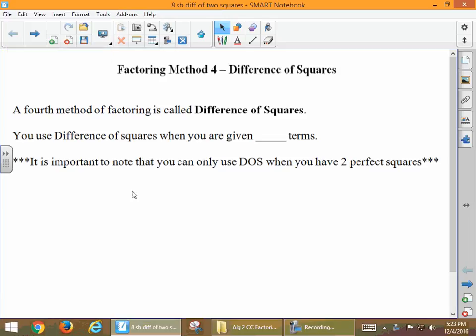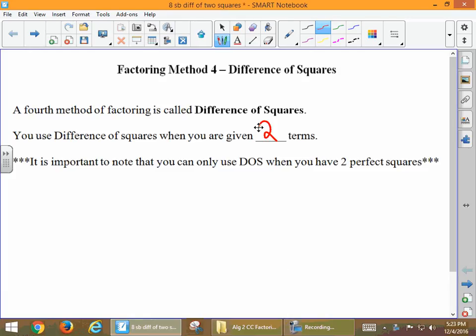We're going to talk about factoring the difference between two squares. And we use the difference of squares when we're given only two terms. It's important to note that you can only use DOS, difference of squares, when you have two perfect squares.